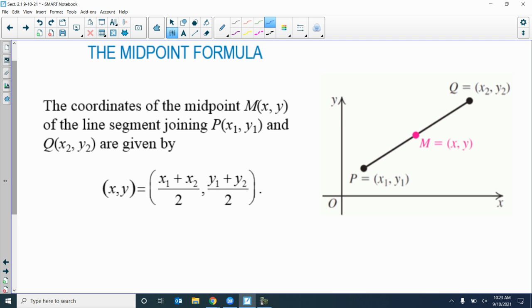That's just the average of the x's, average of the y's. Okay, add the two together. (x1 plus x2) divided by 2, comma, (y1 plus y2) divided by 2. It is an ordered pair.